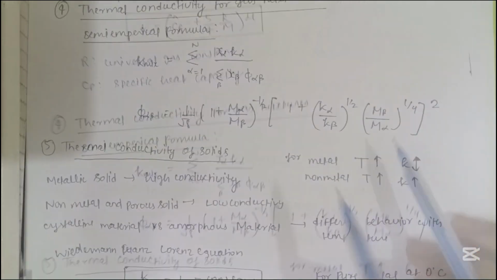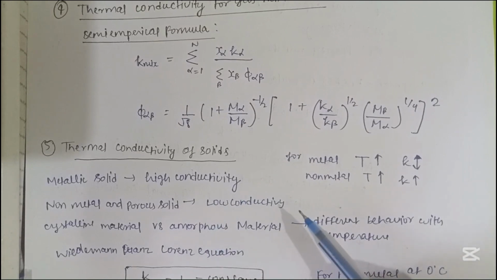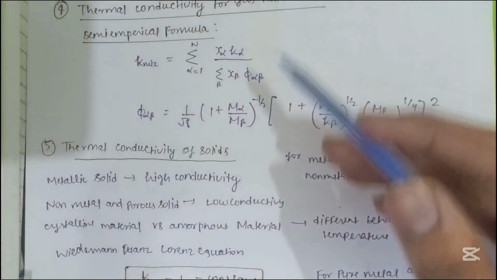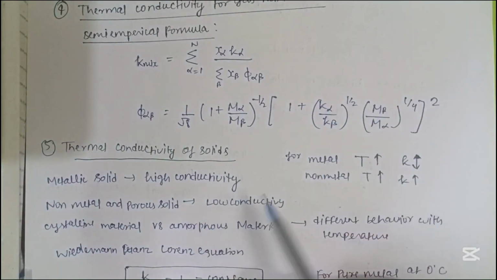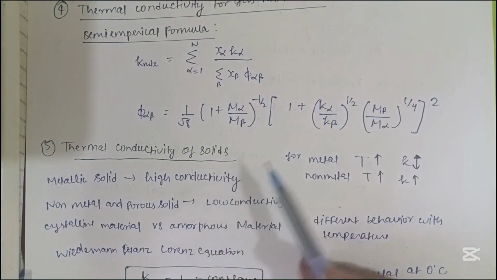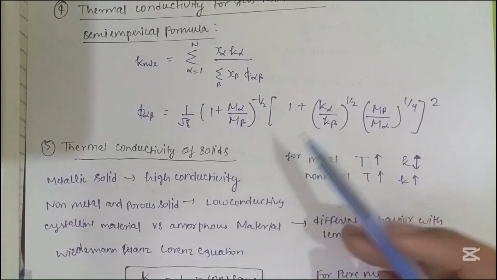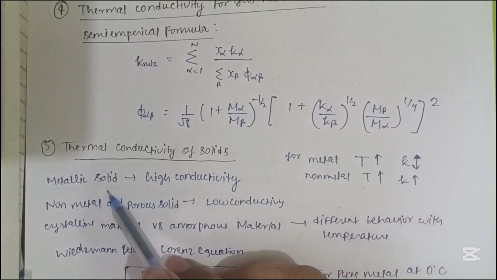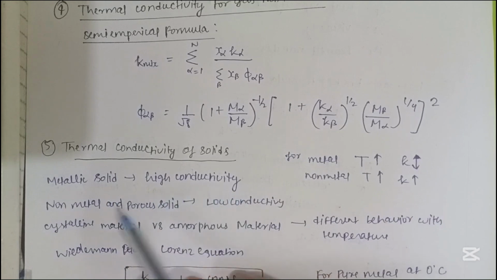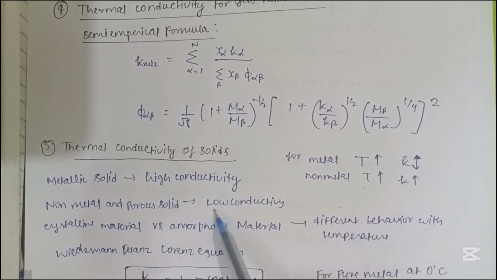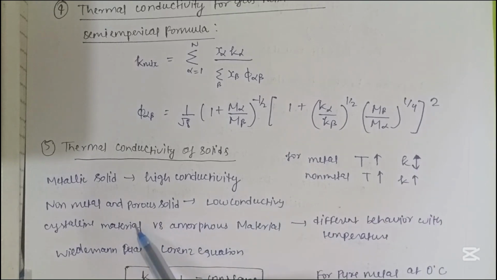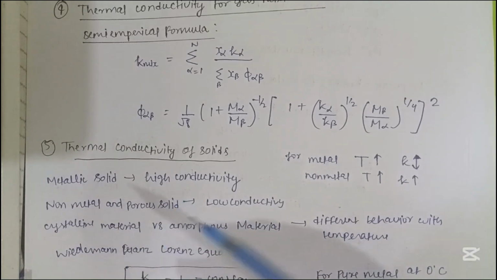While gases are most commonly estimated using these equations, as I discussed earlier, for solids and liquids the thermal conductivity usually comes from experimental data or correlations based on structure. For metallic solids, it is very high conductivity. For non-metals and porous solids, it is generally low conductivity. Crystalline material, which you call an ordered structure, and amorphous material, which you call a disordered material, show different behavior with temperature.